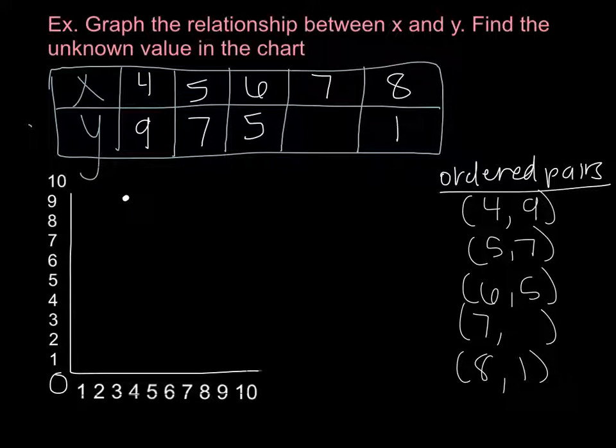I'm noticing that in this graph, my arrow's going down. Kind of interesting. At 6 and 5, I don't know 7 yet, so I'm going to skip it. 8 and 1. Okay, so there's my graph. I'm going to move that 8 one over a little bit.